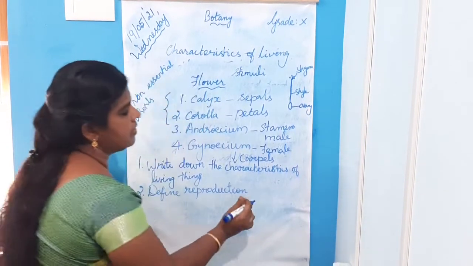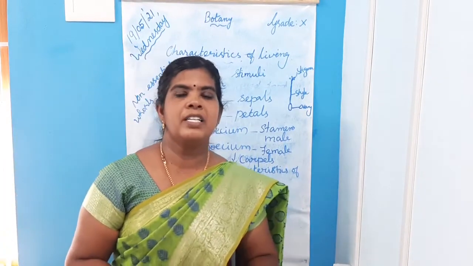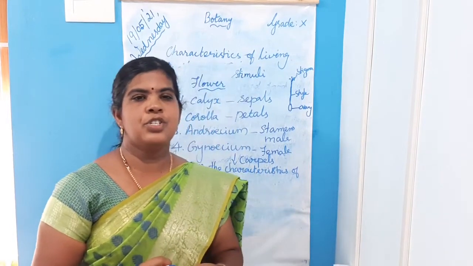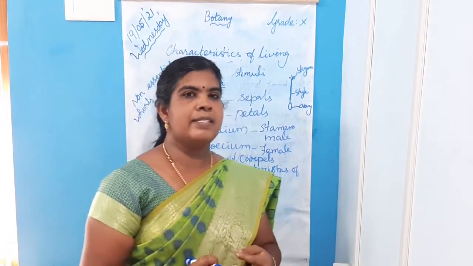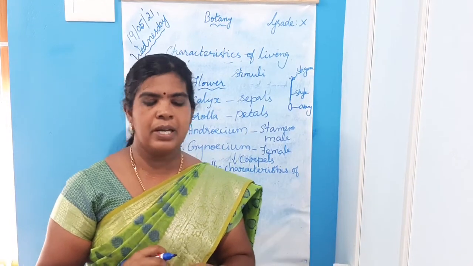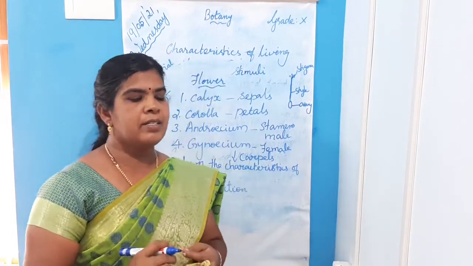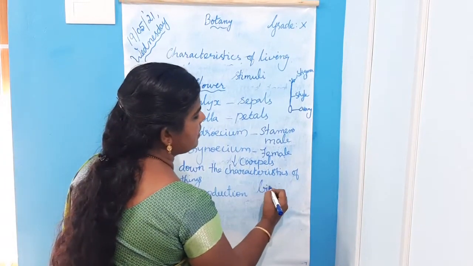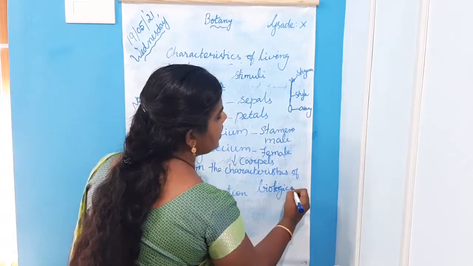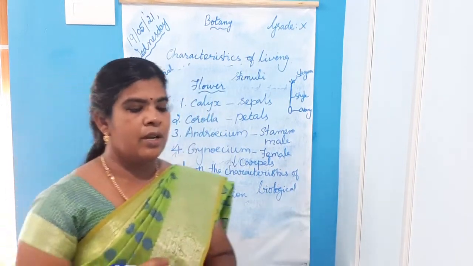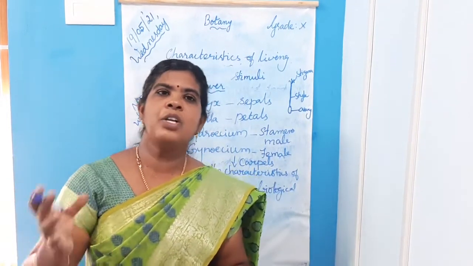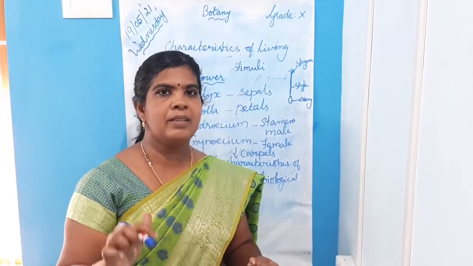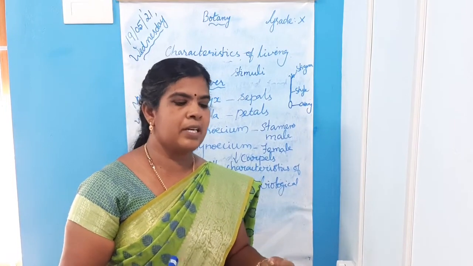Reproduction is the biological process by which new individual organisms are produced. Reproduction is a biological process by which new organisms or new individuals are produced from their parents. That is the definition for reproduction.